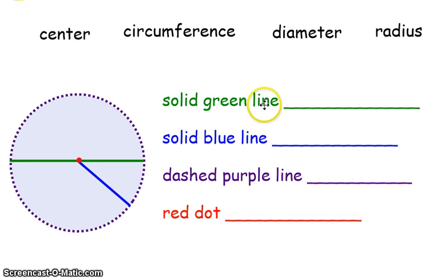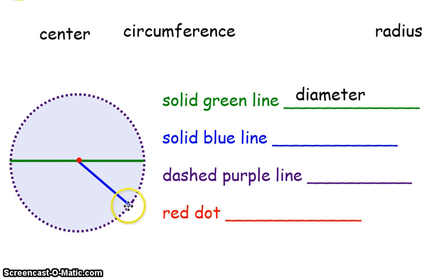The solid green line. This solid green line runs directly through the center of the circle. Both its endpoints are on the edge of the circle. The solid green line is the diameter. The solid blue line. This solid blue line comes out from the center of the circle and its endpoint is on the edge. The solid blue line is the radius.